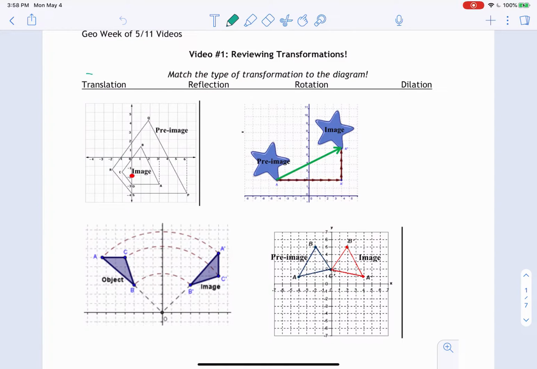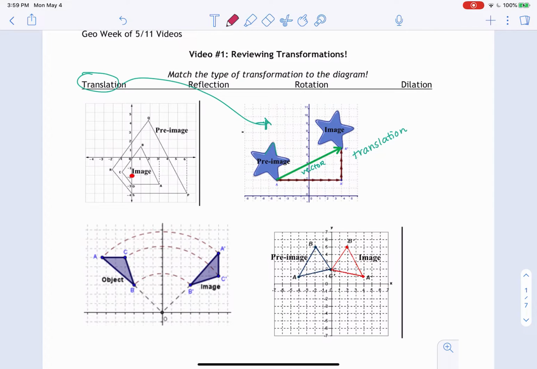So here, translation. This is a rigid transformation where we use a vector to move an image, the pre-image, up, down, right, or left. So that is this diagram. This is a translation. We can tell because it has the vector and the pre-image has been moved up and to the right.